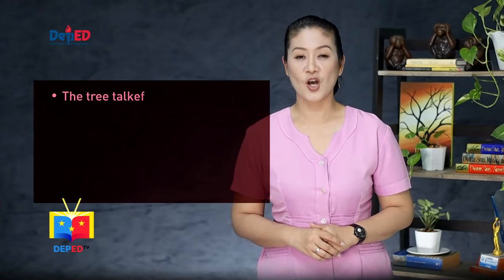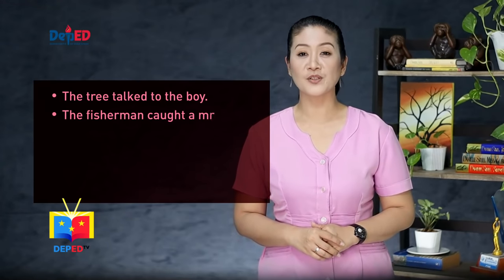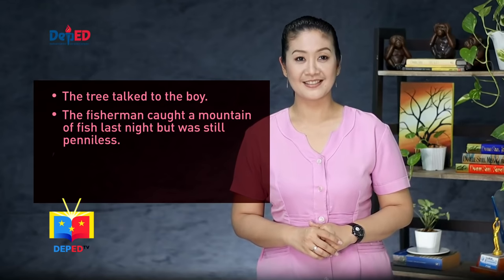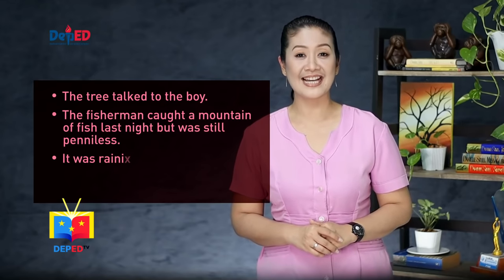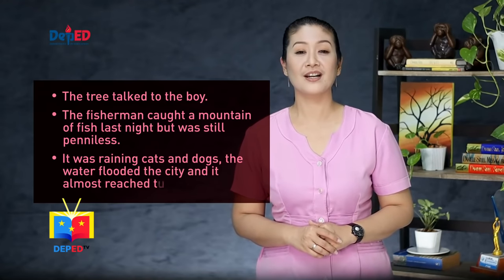Examples. Number one, the tree talked to the boy. Number two, the fisherman caught a mountain of fish last night, but he was still penniless. Number three, it was raining cats and dogs. The water flooded the city and it almost reached the clouds.